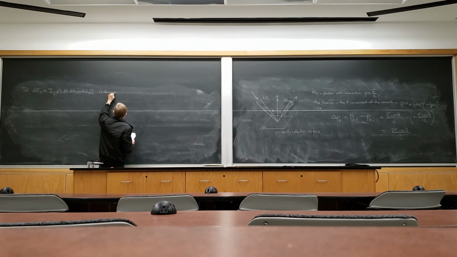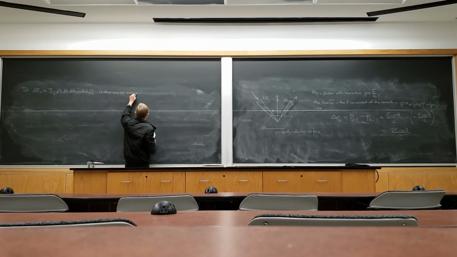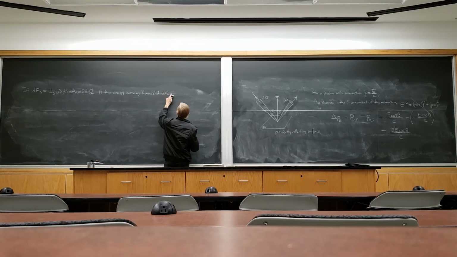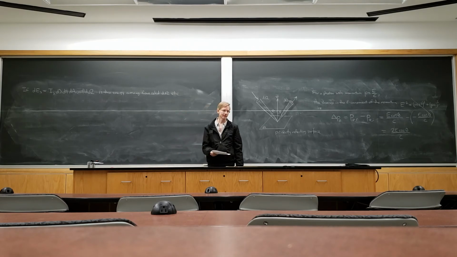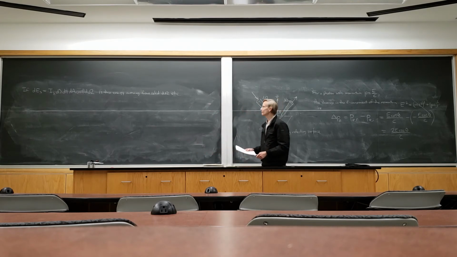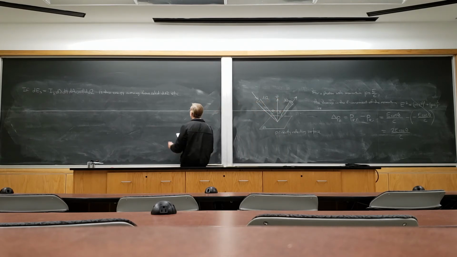So I'll just say it is the energy arriving from solid angle d omega, etc. In other words, in wavelength range d lambda, in time dt, but I don't want to write all that, so I'll just say etc. means all that other stuff. Okay?